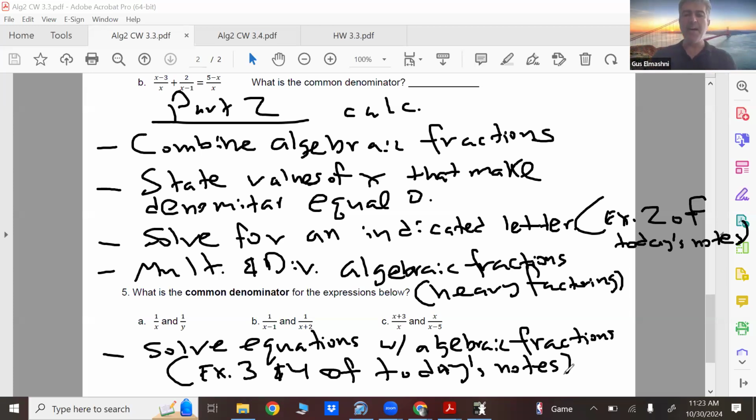So combined algebraic fractions, when I say that, what that really means is simplify. I'm going to make sure that we really keep this as our focus for this unit.